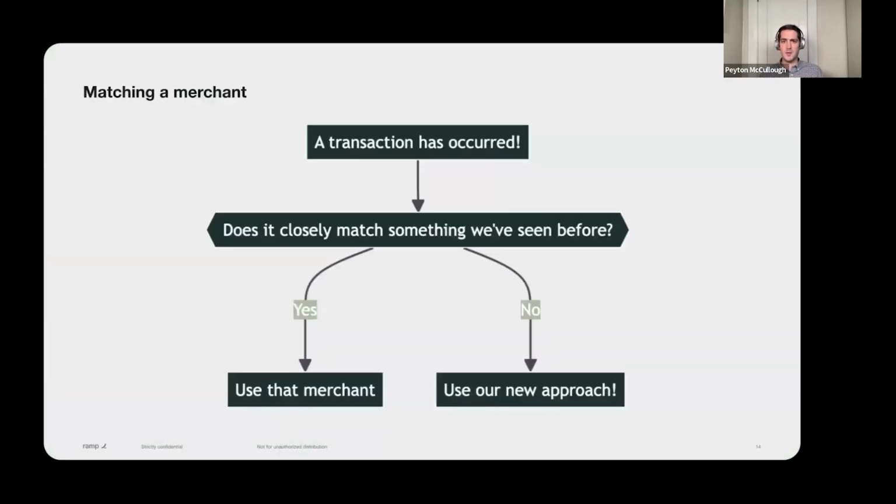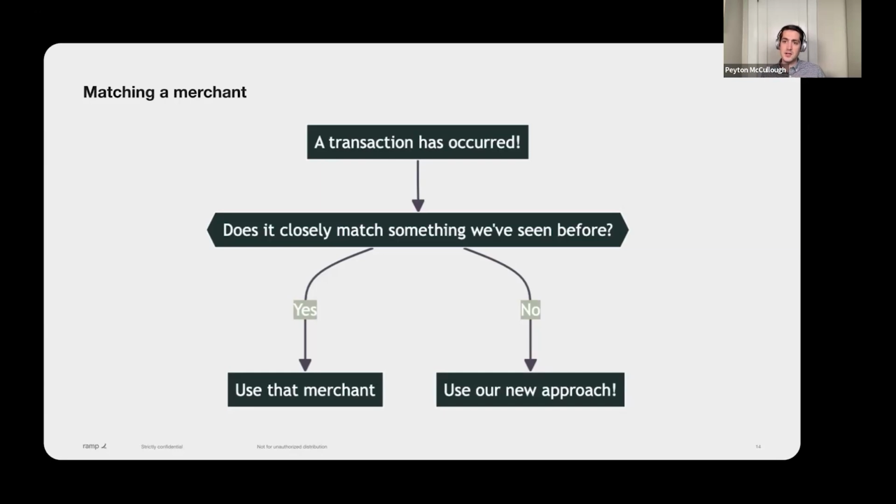Well, previously, when a transaction occurred, we looked at it and applied a few heuristics and rules. The most basic was, does this look like something we've seen before? Is it mostly the same? Have we seen this exact same thing before? If so, great. We're pretty sure it's a given merchant. Use that merchant. If not, then this is the kind of area that we wanted to build upon.